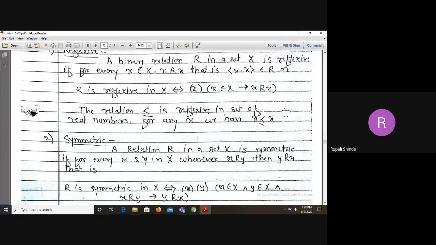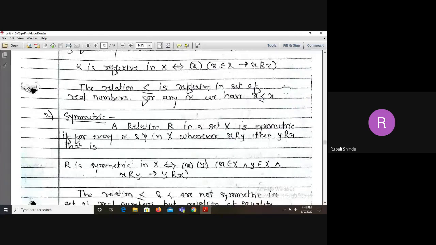Okay. Now the second one is the symmetric property. A relation R in set X is symmetric if for every X and Y in capital X, whenever X is in relation R with Y, then Y is in relation R with X. Means what? If there is any ordered pair 1 comma 2 present in relation R, then there must be another ordered pair 2 comma 1, and that should belong to relation R. Then only we can say that that relation R is a symmetric relation.